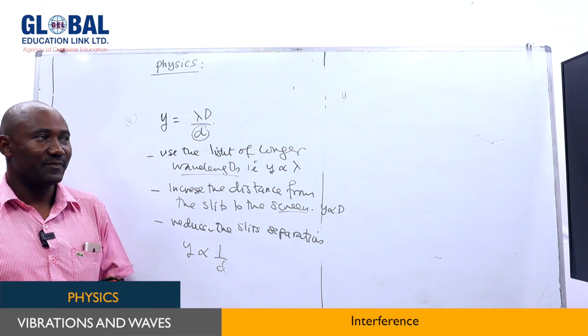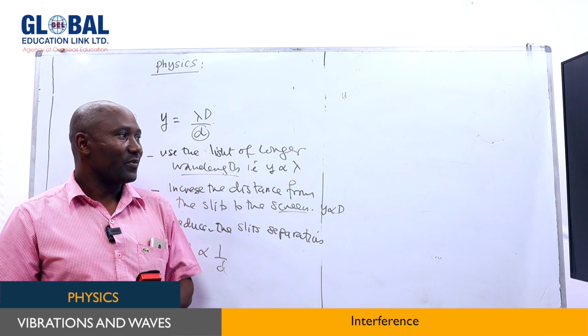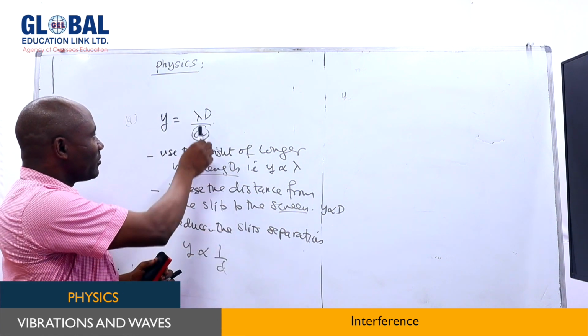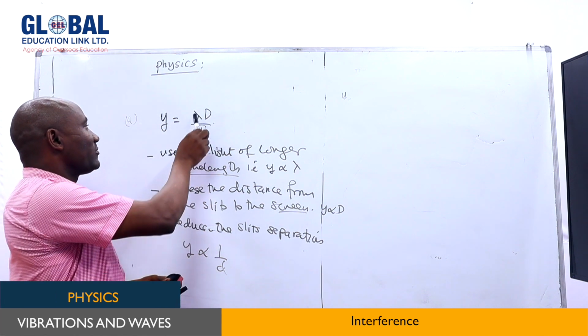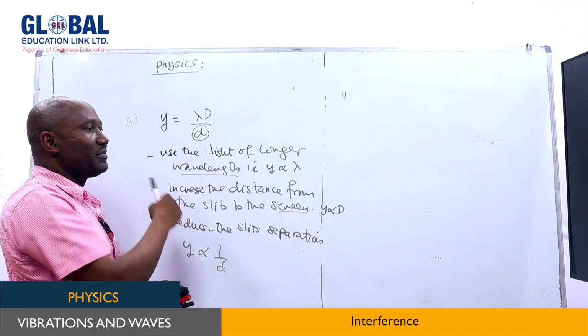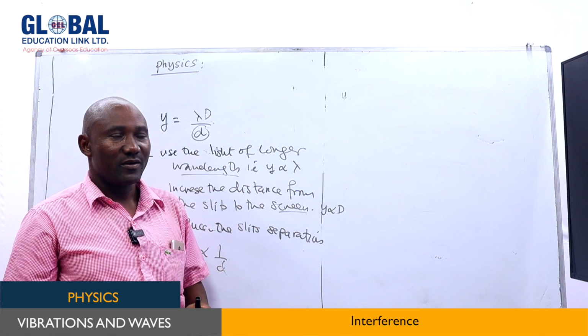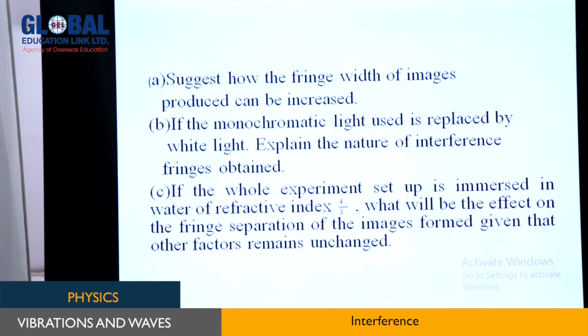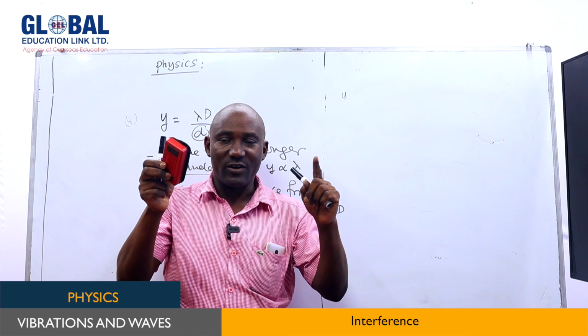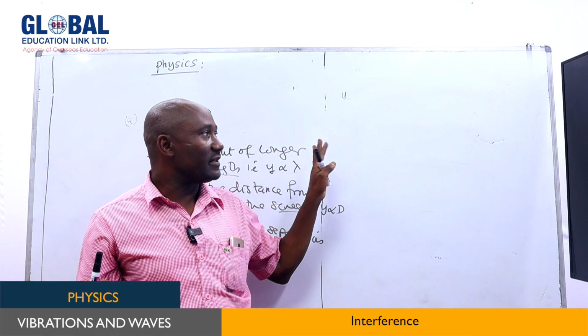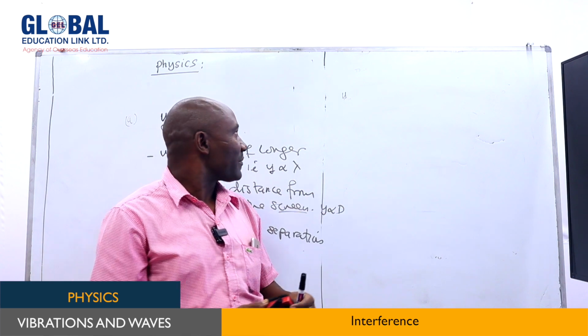That's our first part. The second part is, if monochromatic light was used, yes, we had monochromatic light whose wavelength is given. Now suppose this wavelength is replaced by another source, white light. We said monochromatic light consists of a single color, but white light consists of 7 colors. What will be the appearance of the fringes when observed in this experiment?